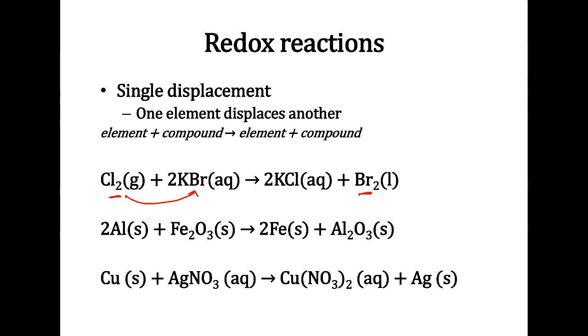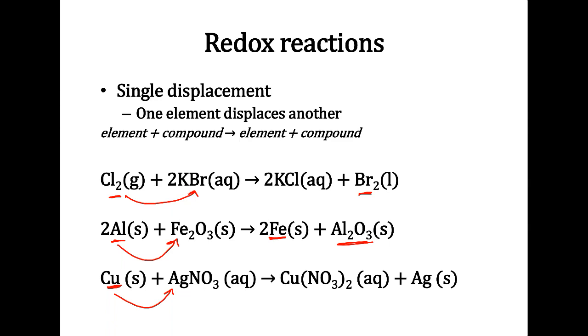If we look at our second example here, we have aluminum plus iron 3 oxide. Well, aluminum is going to behave as a cation, so aluminum will displace the iron. So then we have iron here, and then aluminum oxide there. Then the last example, we have copper plus silver nitrate. Well, copper is going to behave as a cation, so it's going to displace silver, and we'll be left with copper nitrate and silver.